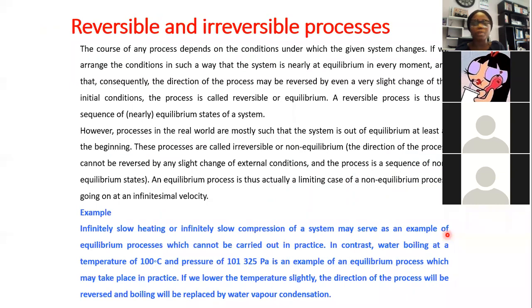So this slide is talking about the reversible and the irreversible process. For instance, processes in the real world are mostly such that the system is out of equilibrium, at least at the beginning. So most processes in the real world are not reversible. So these processes are called irreversible. When you're looking at equilibrium processes, an equilibrium process is a reversible process. But most processes in the real world are not at equilibrium, and therefore they are called irreversible processes.